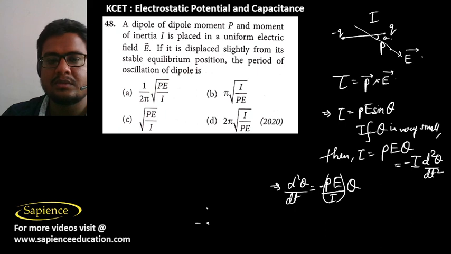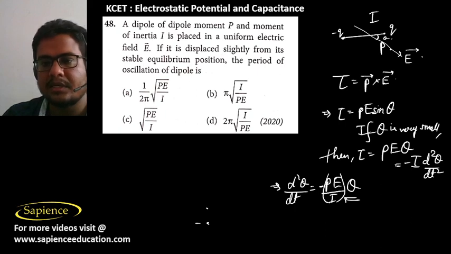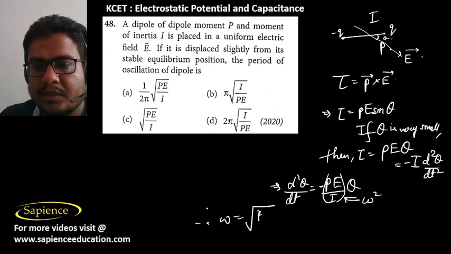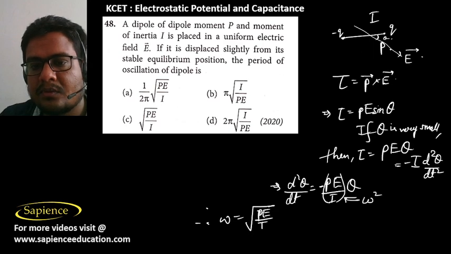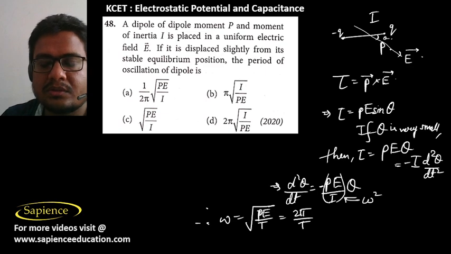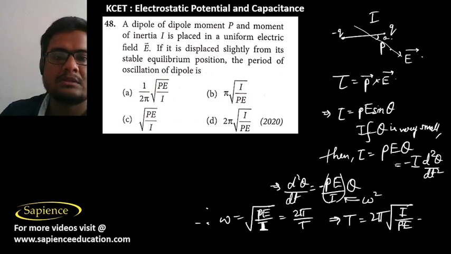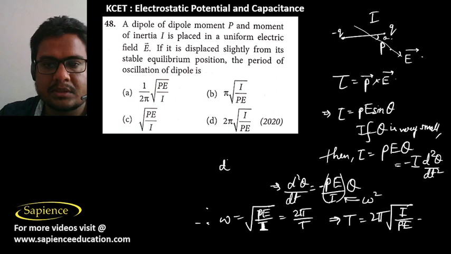Now, therefore, this is the square of the angular frequency of oscillation. So omega is root over PE by I. Now omega is 2 pi by T, where T is the time period of oscillation of the dipole. So therefore T will be equal to 2 pi root over I by PE. So it means that option D is the correct answer.